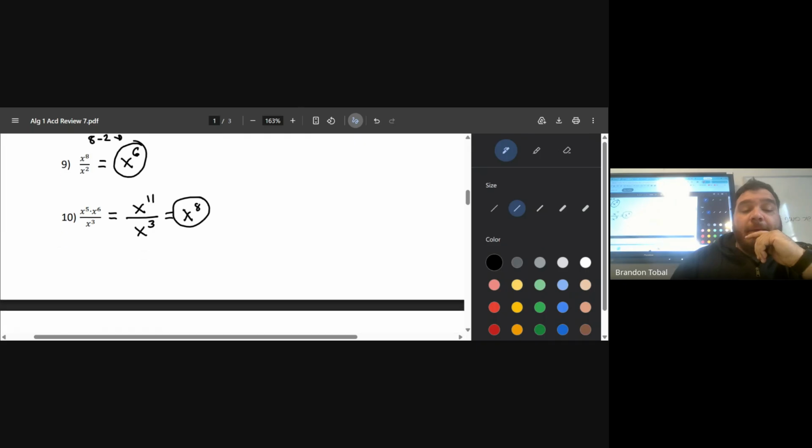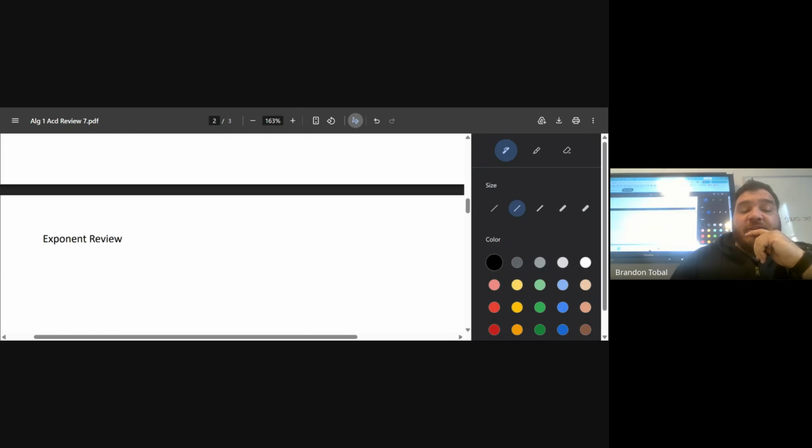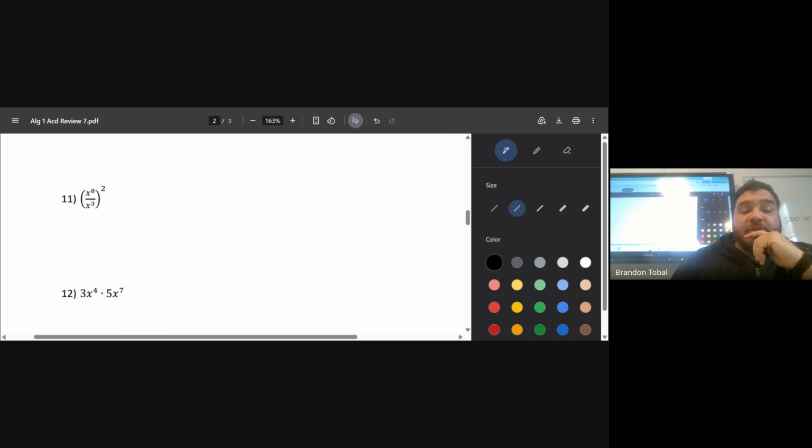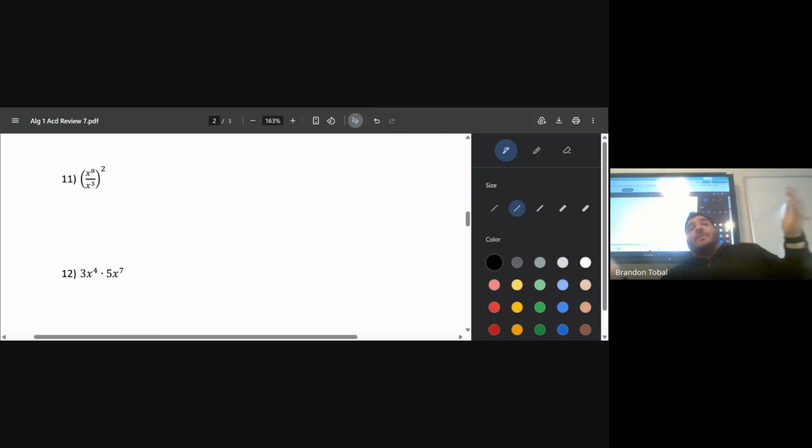All right. That's for the first page. More exponents on the next page. These questions are going to be more complicated because they're going to be a mix of the rules. They're going to start mixing the rules. The previous page was just kind of like one example of the rule. These are going to be mixed rules.